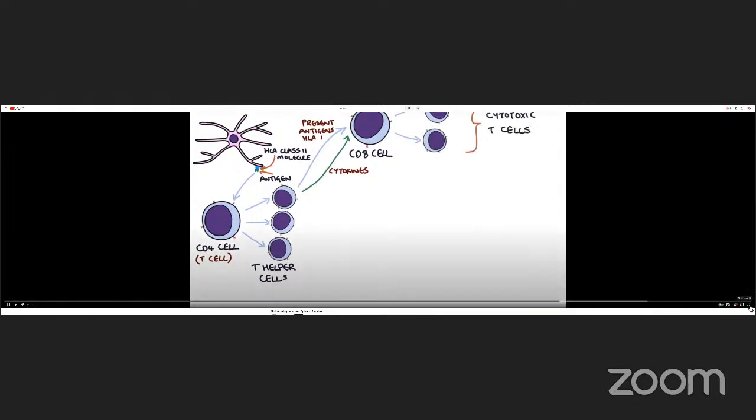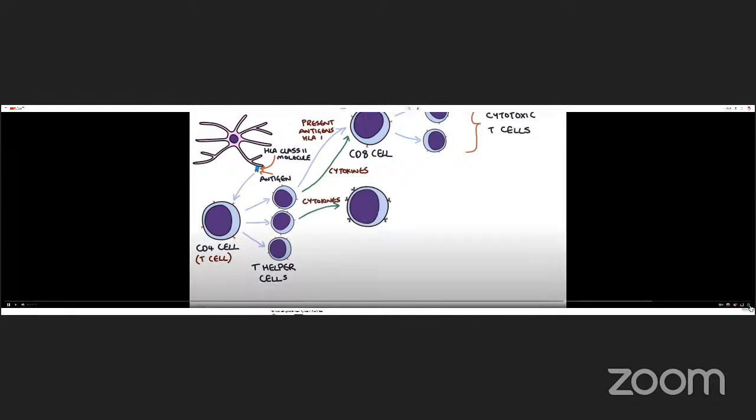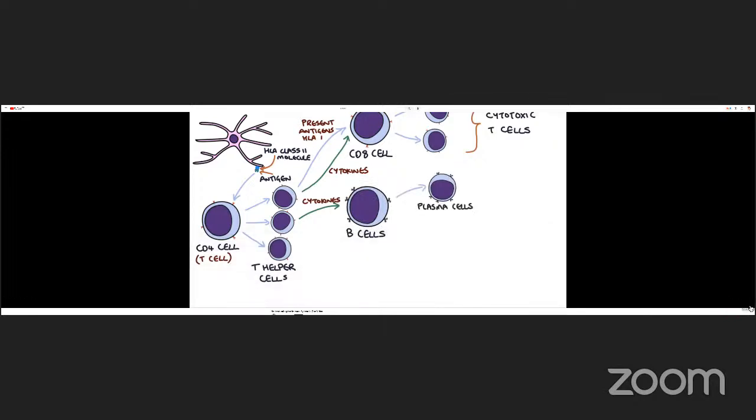These T helper cells also release cytokines that stimulate B cells to proliferate and differentiate into plasma cells that can release large quantities of antibodies, and memory B cells that hang around as part of the immune memory to respond quickly in future infections with that specific pathogen.